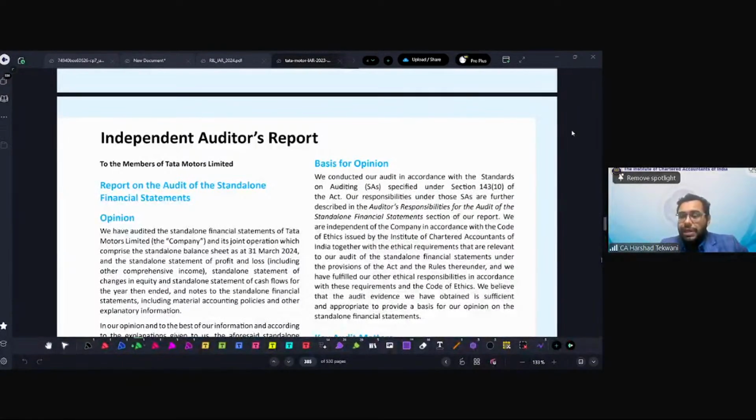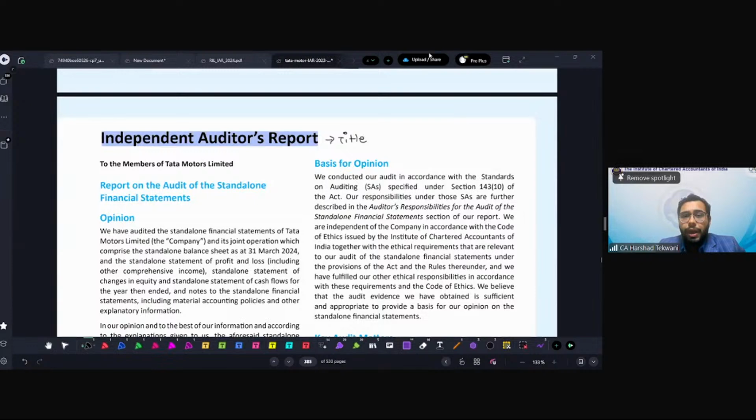Now, what this report is about and how it is drafted. First and foremost thing for each and every audit report is your title, that is Independent Auditor's Report. This title is very, very important. Now you will ask, can we change the title? Whatever we are discussing as of now, the structure, the wordings, yes, you can change, but in most of the cases, you cannot.